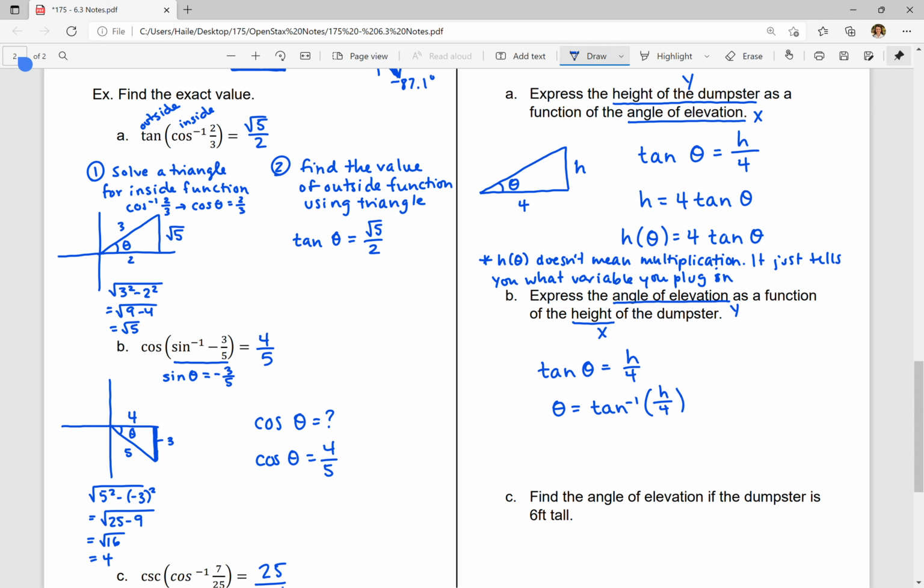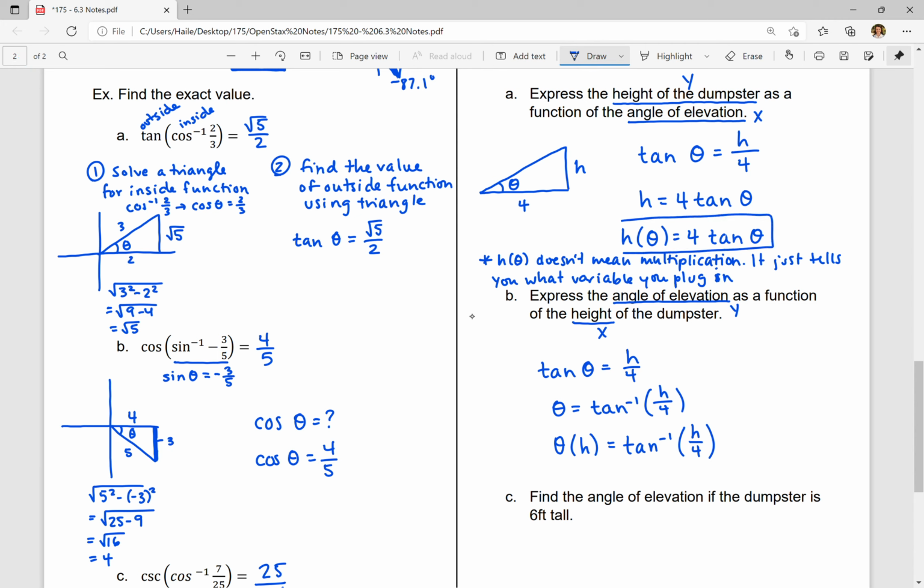Okay, so this is good. I've got theta by itself, and h is the only variable on the other side. My last step is just to write this with function notation. So this time we're going to have theta of h is equal to tangent inverse of h over 4. Once again, this is not talking about multiplying, it's just saying that the only variable on the right side is h.